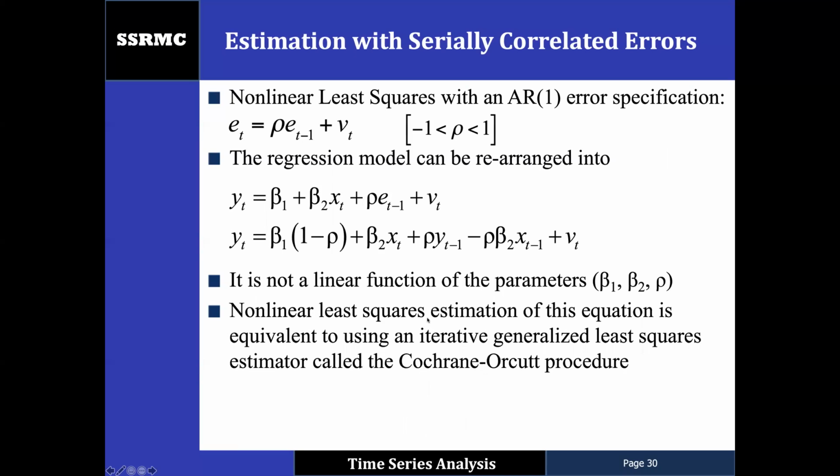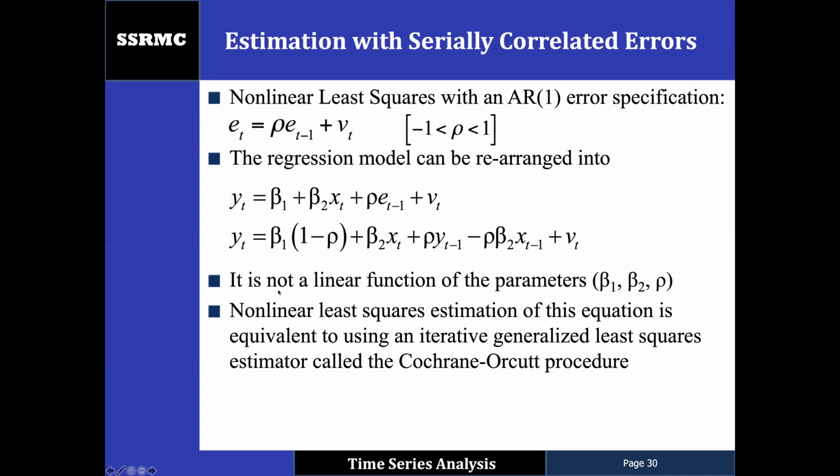Okay, if this relationship holds true, we have an AR(1) error specification. The regression model can be rearranged into this. So essentially, we insert e_t into this equation. Once we insert e_t into this regression model, we can rearrange it. So we have an intercept term that's actually a combination of beta 1 and rho. We also have coefficients corresponding to each one of those independent variables in this regression model.